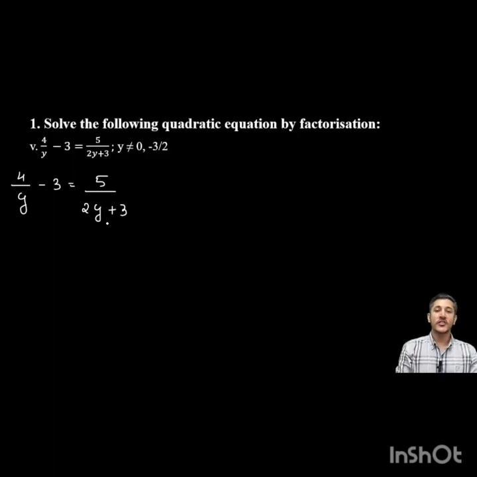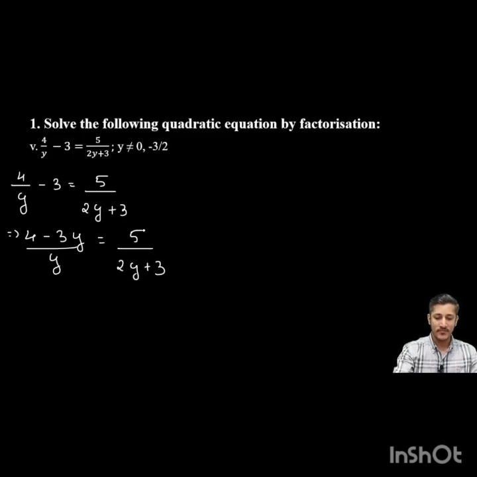Again, my suggestion is, everyone, please pause this video, give this question a try on your own, and then watch my solution. Okay, so we'll take the LCM on the left hand side. So what we will get? 4 minus 3y upon y is equal to 5 upon 2y plus 3.